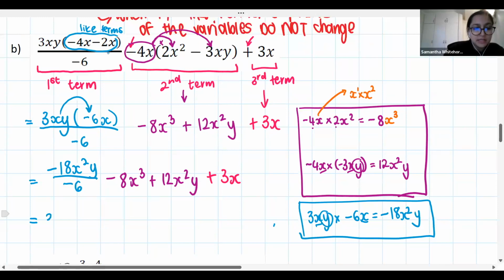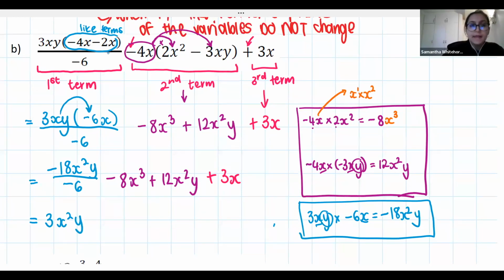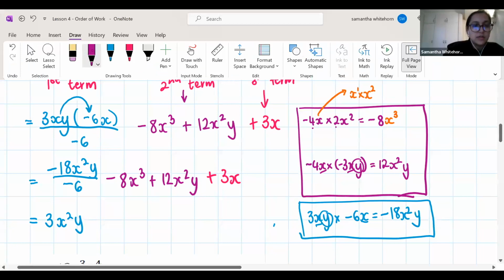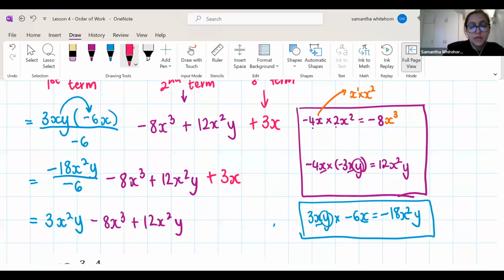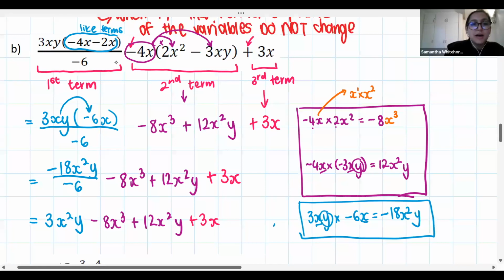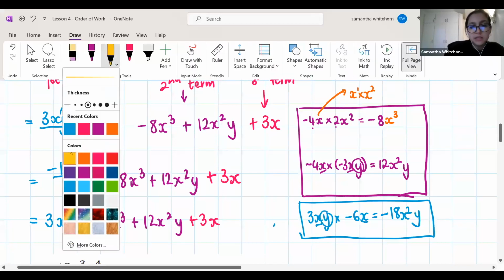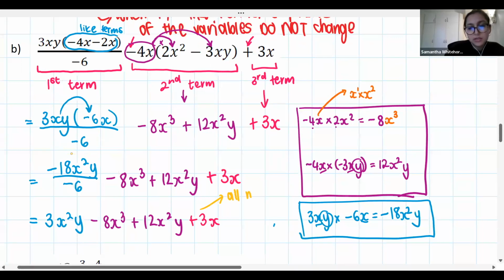18 divided by 6 is 3. And then I'm not dividing any of these variables. There's no x, there's no y in my denominator. So this just stays x squared y. Then I've got, keep having to write this, minus 8x cubed plus 12x squared y plus my 3x. Only once I have simplified every single term as much as possible. So all my terms are simplified. Only now do I look for like terms.